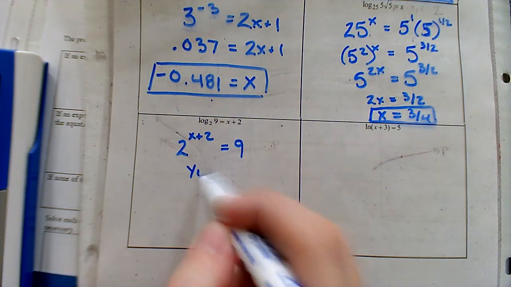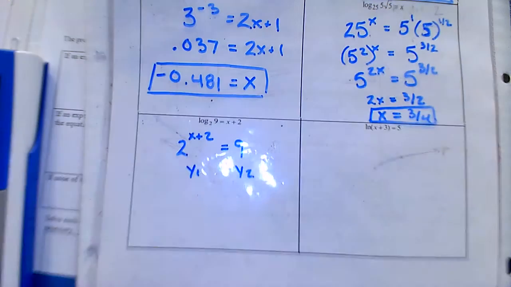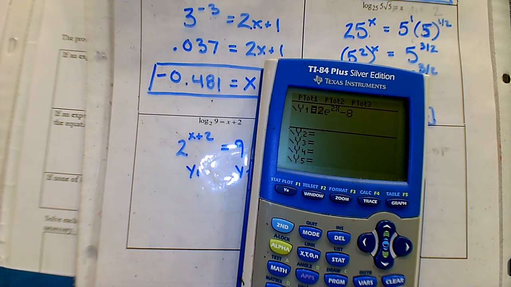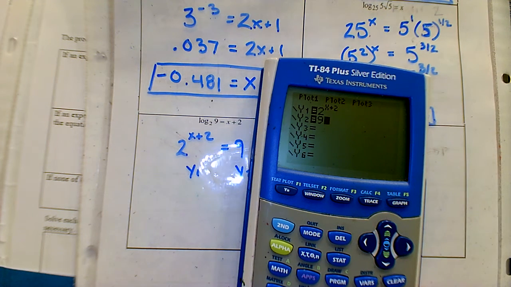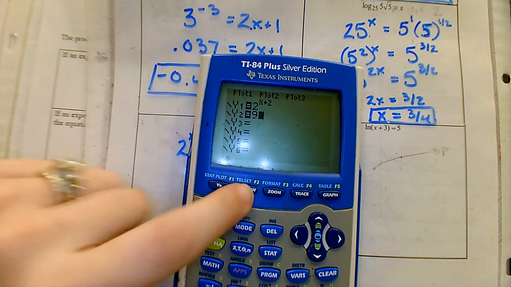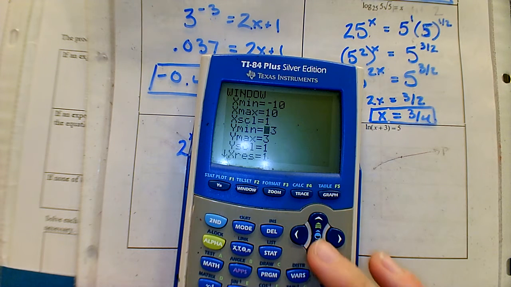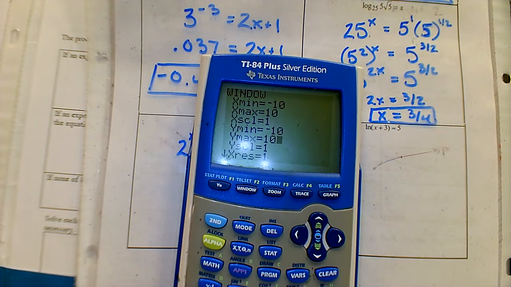There we go. All right, so let's graph this in y1, and we'll graph that in y2. All right, so y equals, we'll have 2 to the x plus 2 power in y1, and then 9 in y2. Let's see, for our window, let's just do -10 to +10 in every direction, and we'll count by ones.